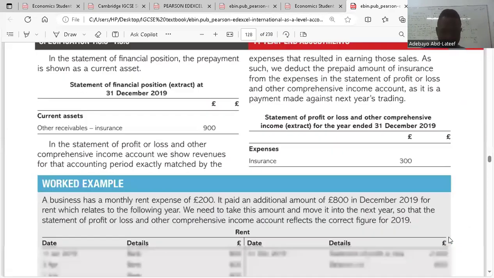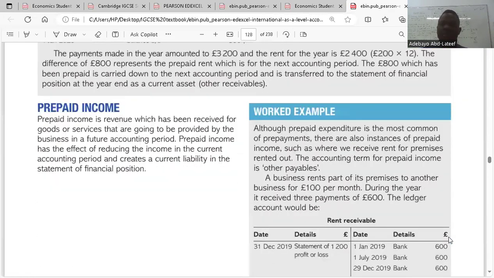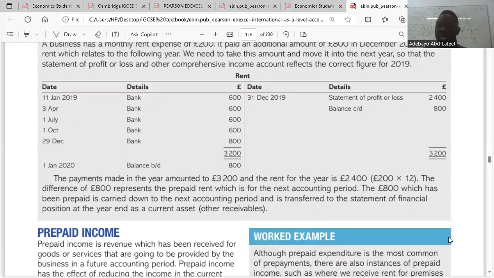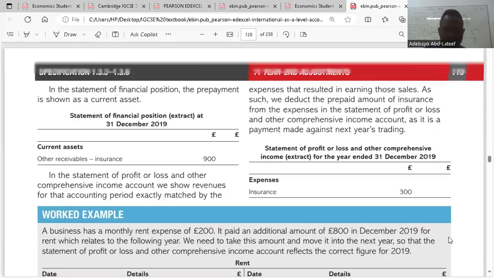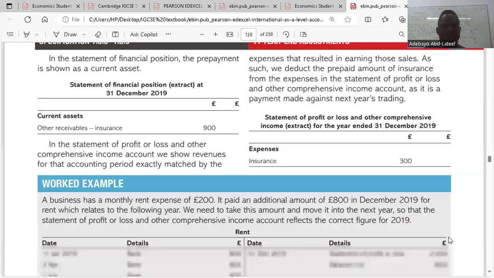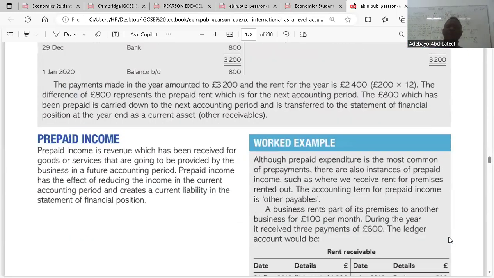Now we go to prepayments. Prepayment means we have made some advance payments. So for prepayment, we have prepaid income and prepaid expenses. We can make advance payments to our suppliers, and our customers can also make advance payments to our business. So if our customers have paid a certain amount of money into our business for a service they have not yet received, we call it prepaid income.